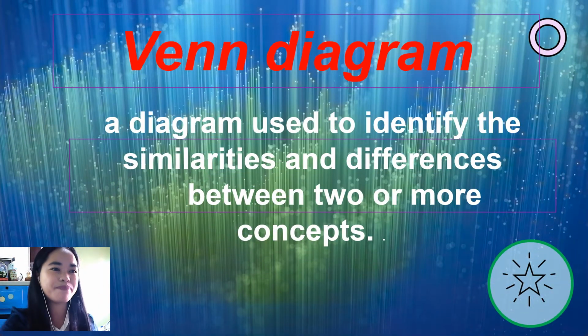We have here one of the most commonly used textual aids, the Venn diagram. The Venn diagram is used to identify the similarities and differences between two or more concepts and makes use of circles. That's one of the prominent features of a Venn diagram. Let's try to take a look at the following example.